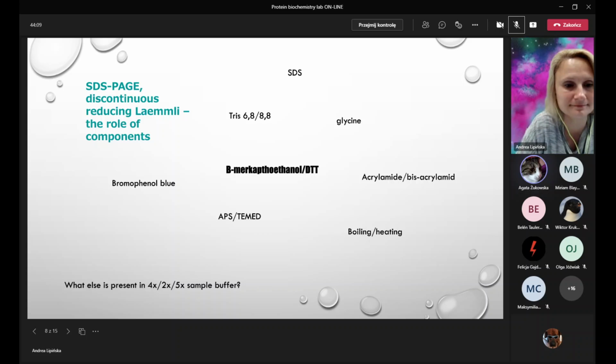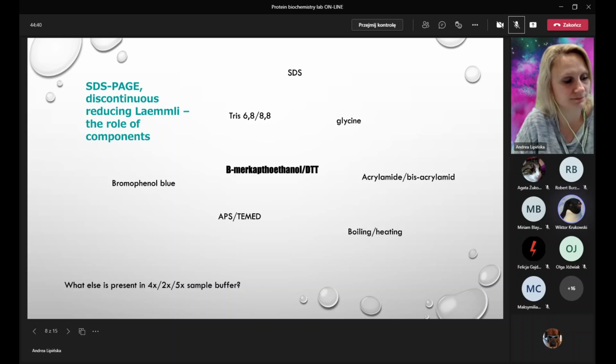APS is the source of free radicals, and TEMED catalyzes their formation. And then boiling. You boil your sample. So why are we boiling our samples? To denature the proteins, yes.